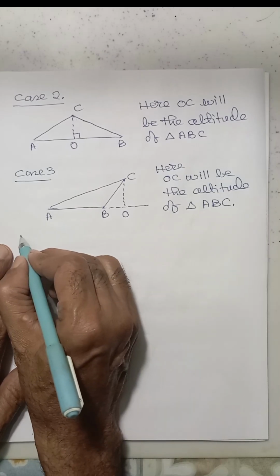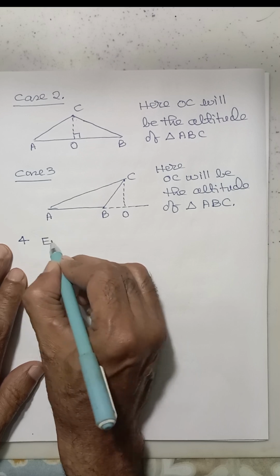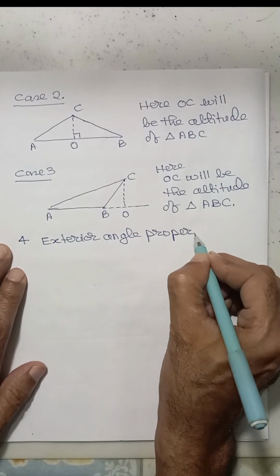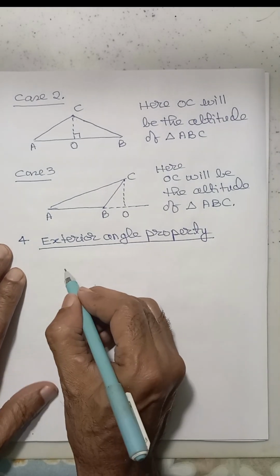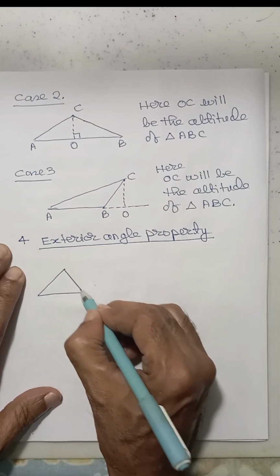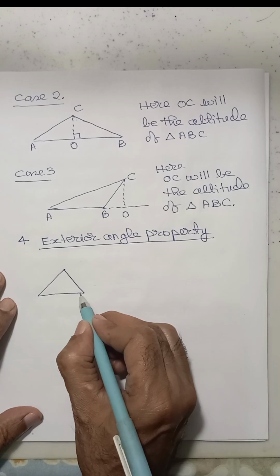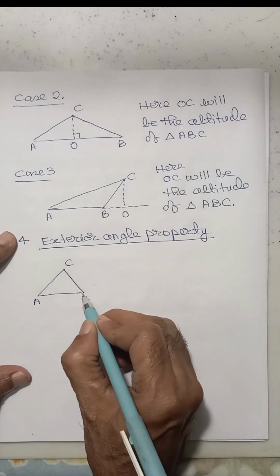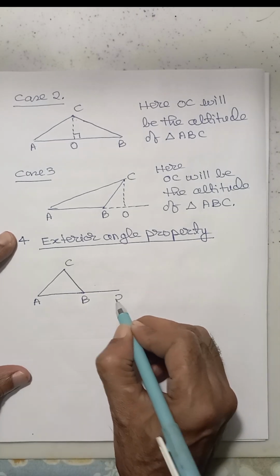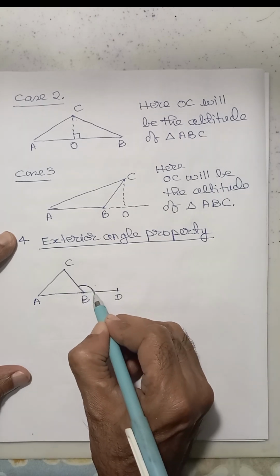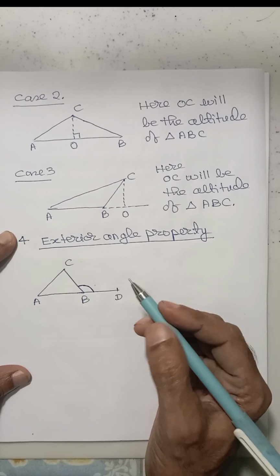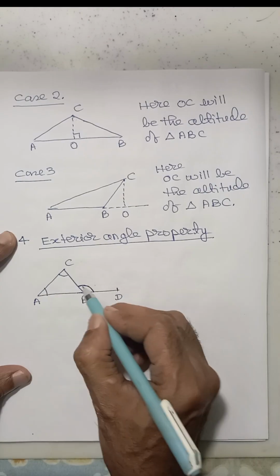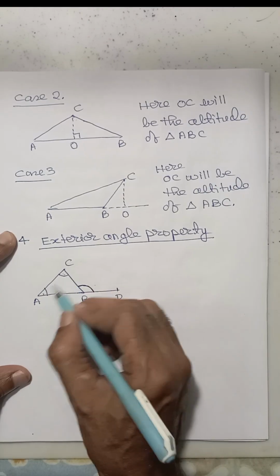Now we'll come to the fourth one, that is the exterior angle property. Suppose this is a triangle ABC. Here also we will deal with 3 or 4 cases. Now if we produce this side AB up to, suppose, D, an angle is formed. This angle is the exterior angle of the triangle, and the two opposite angles of this exterior angle are these two. So this exterior angle will be equal to the sum of the two opposite interior angles.